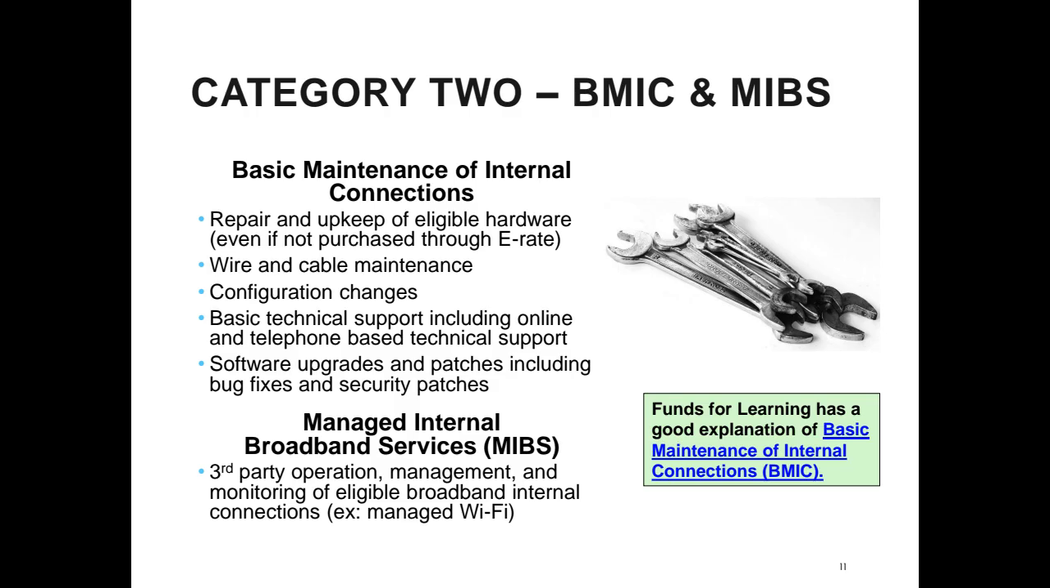security patches. And then last but certainly not least, we have managed internal broadband services, or MIBs, which is a growing portion of E-rate requests for Kentucky libraries. For managed services, you have a vendor that is setting up, managing, monitoring your networking equipment on a continuous basis to make sure that it's still functional. And if something goes wrong, they're responsible for addressing that.